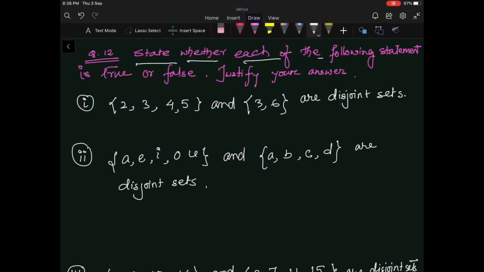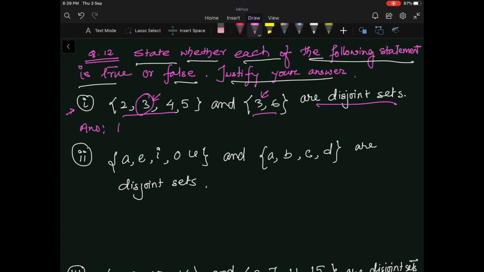Okay. State whether the following statements are true or false. Justify your answer. That means we have to check whether the statements given here are true or false, and we have to justify the answer. Here you see these two sets are disjoint according to the statement. But as these two sets have a common element, 3, these are not disjoint sets. Okay, so the answer should be false.